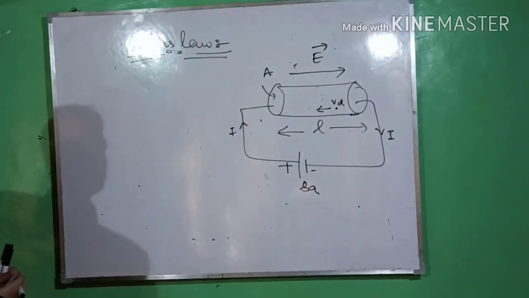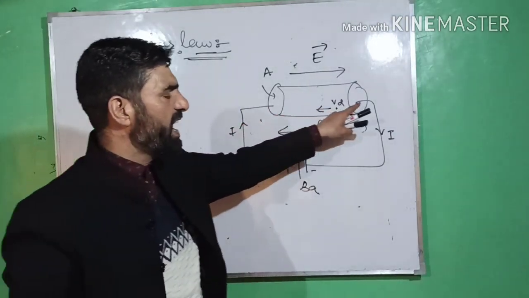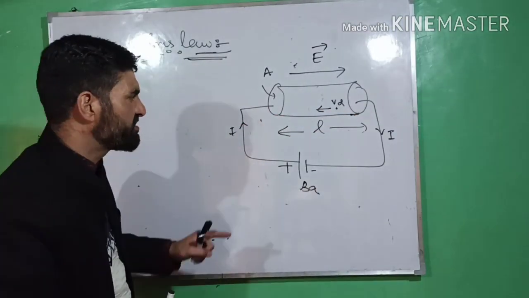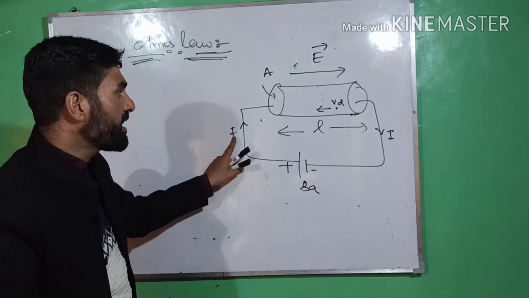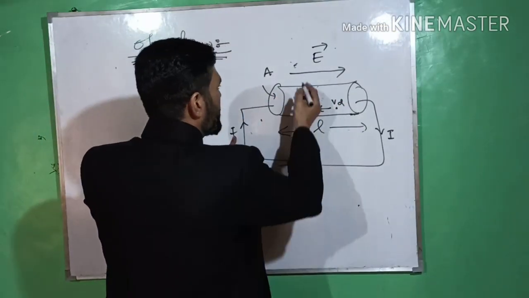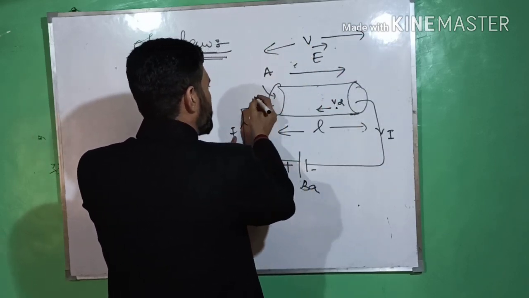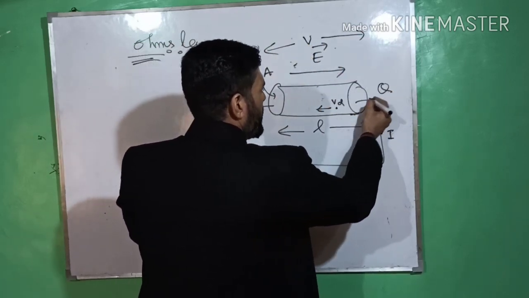Now what is Ohm's law? Ohm's law states that the potential difference applied across the ends of the conductor is directly proportional to the current flowing through this conductor. This E establishes here potential difference, that is V, between the ends, let us say this is P end and this is Q end.